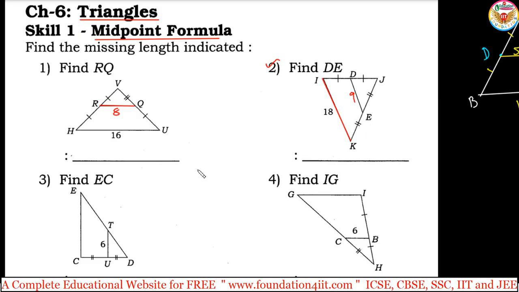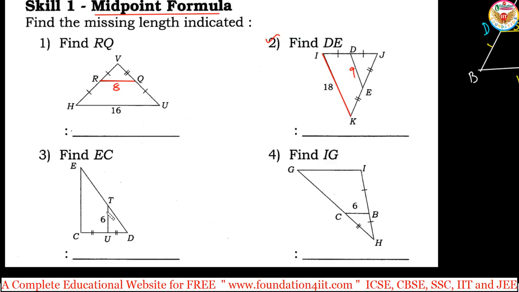Same way, here is the next question. Midpoint joining side is 6, given. So this should be double now, because this is half of this. TU is half of EC, so this should be double. If it is 6, this must be 12. I am giving some worksheets. You can practice the same problems.